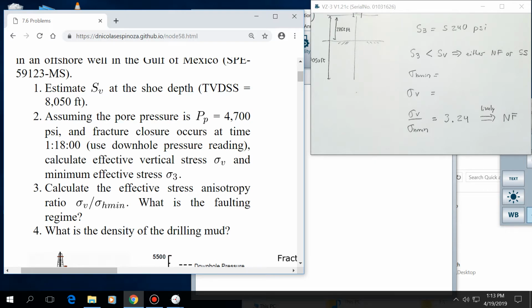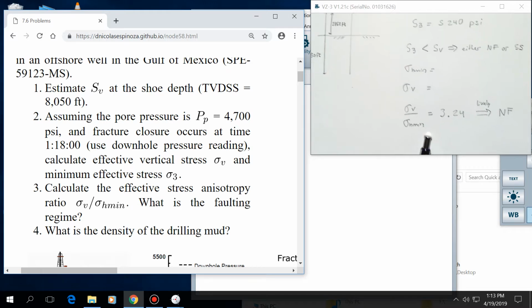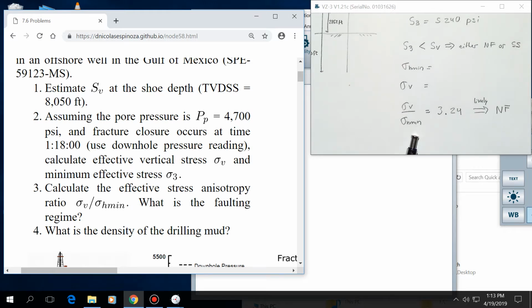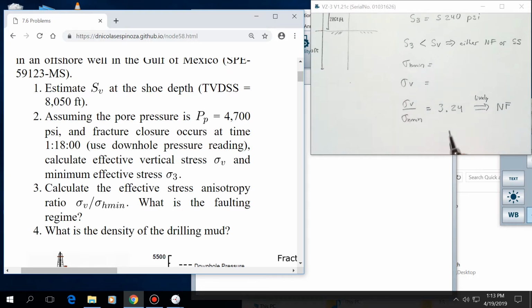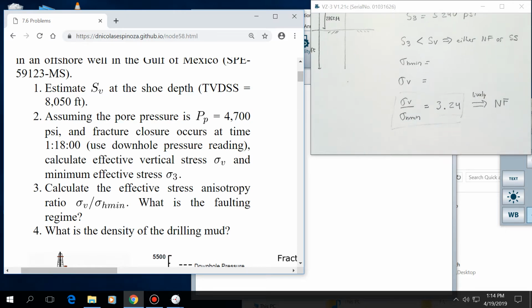Could you also explain one more time why it should be normal faulting and not strike slip faulting based on Q? If I'm stating this, I know that the stress anisotropy is already quite large comparing sigma v and sigma h min. So if I had more stress anisotropy with another stress, like sigma h max divided by sigma h min, that would have to be larger than that. And if it's larger than that, it would be 4 or 5. That would not be very likely because this is already a quite large anisotropy.